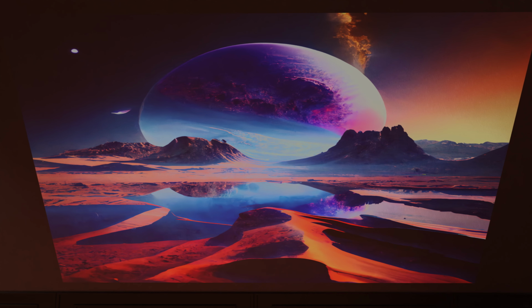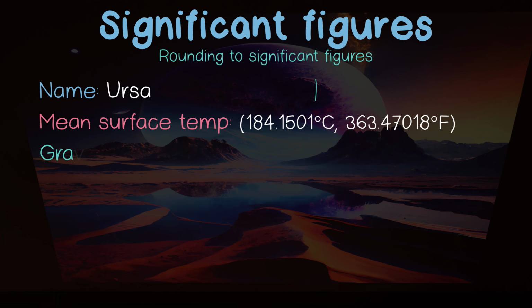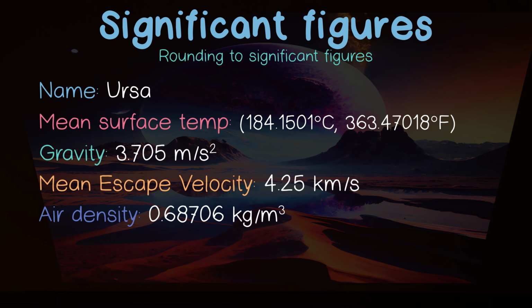Our next planet is Ursa. This is how hot it is on the surface of the planet, so really, really hot. This is its gravity, which is a bit less than half of the gravity on Earth, so you'd be able to jump a lot higher. And this is the mean escape velocity, which is how much velocity a rocket would need on average to launch off out of its atmosphere into space.